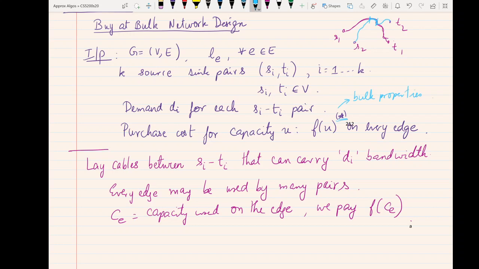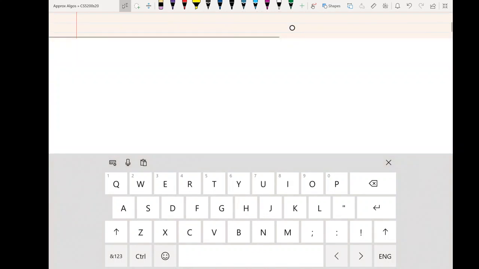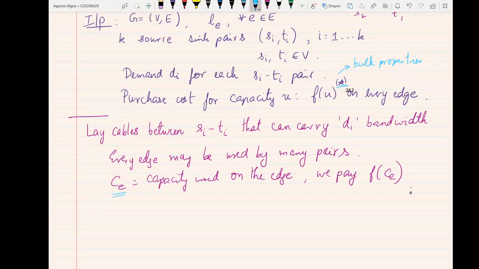And what do I mean by bulk property? Well, it's not exactly linear. So if you buy 10 units plus 10 units on a single edge, the cost of buying 20 units is less than twice the cost of buying 10 units. I'll make this formal in a moment. Just think of this as the cost per unit reduces if you buy more on a single edge. So I will use Ce to denote the capacity that is used on the edge after you route all the pairs.